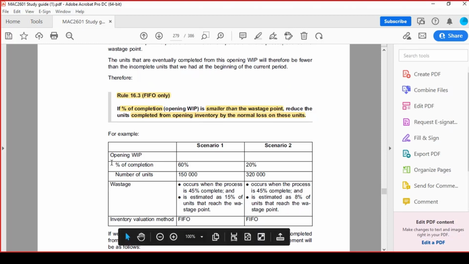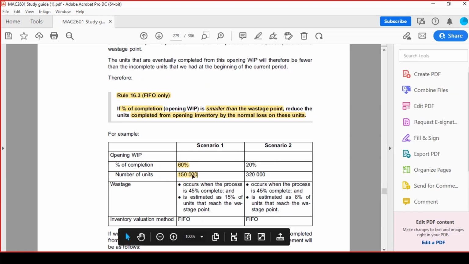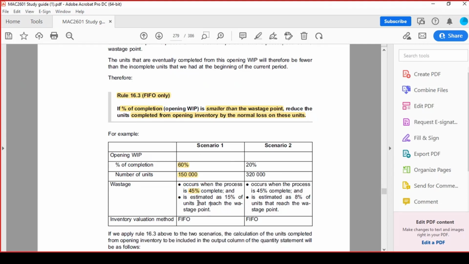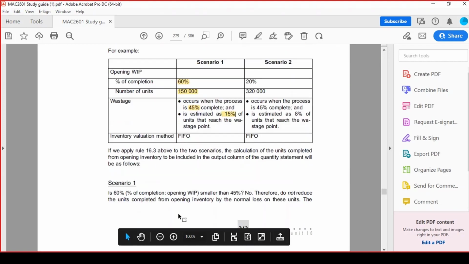Example: opening WIP, the completion point is 60%. Number of units is 150,000. Wastage point, it's 45%. So it means that it's greater. And they give you that the normal loss is 15%. And your inventory valuation is first in, first out.